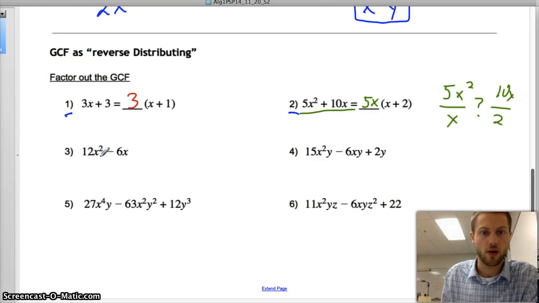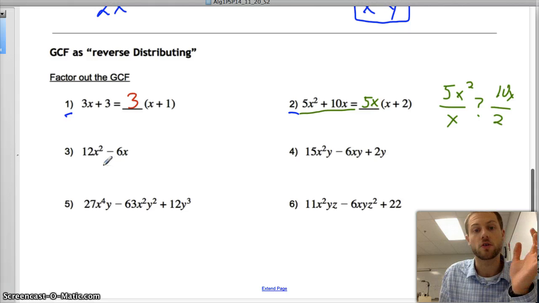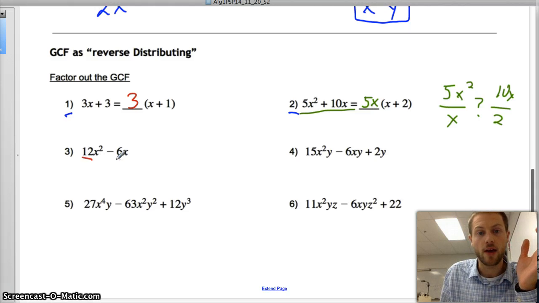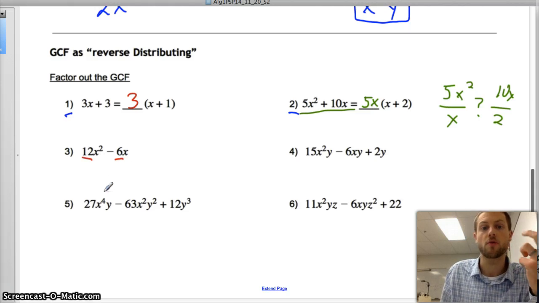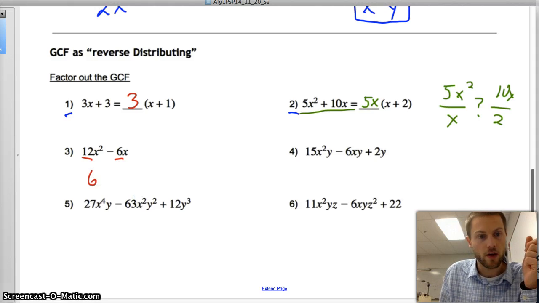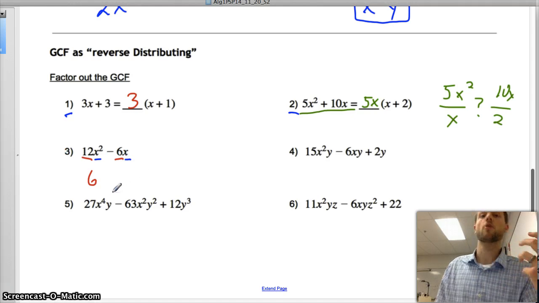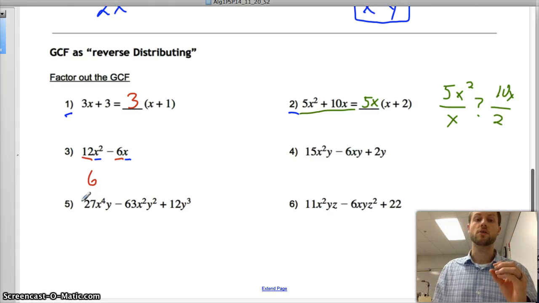So for this one here, my greatest common factor, I'm looking at these two terms and I'm thinking, maybe I'll start with the coefficients. So out of 12 and 6, what's my greatest common factor? Well, it's going to be a 6. Then when I look at my variables, I have an x squared and I have an x. So what's the most number of x's I can take out of both of those things? Well, I can take out 1x from x squared and just 1x from x.